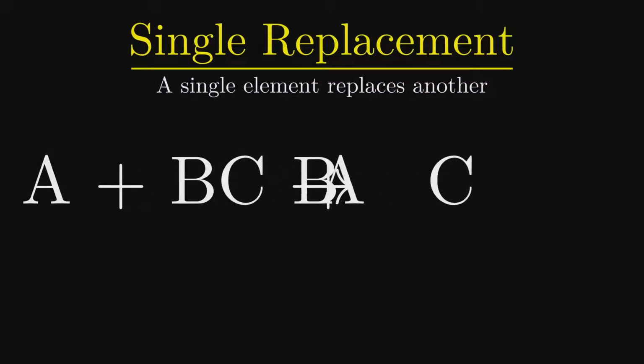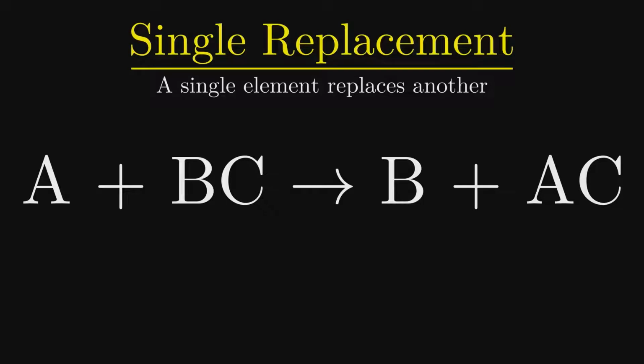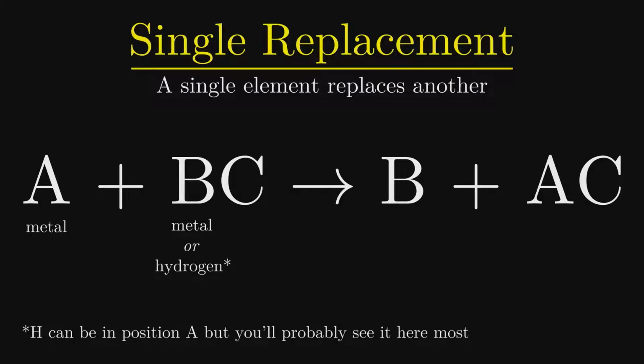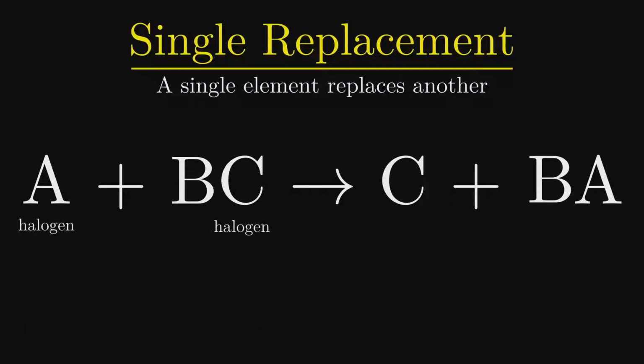A single element and a compound react to produce a new single element and a new compound. Notice the single element represented by letter A is sitting at the front of the new compound as it replaced the letter B, which used to be there. This happens when the metals or hydrogen are involved. In reactions involving halogens, the single element replaces the element at the end of the compound instead.